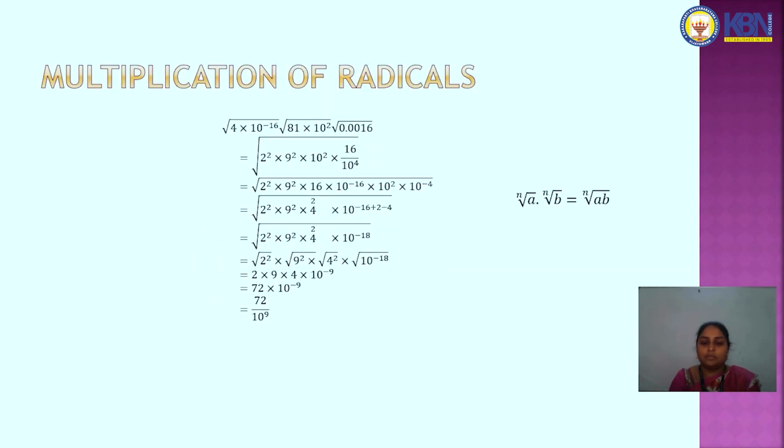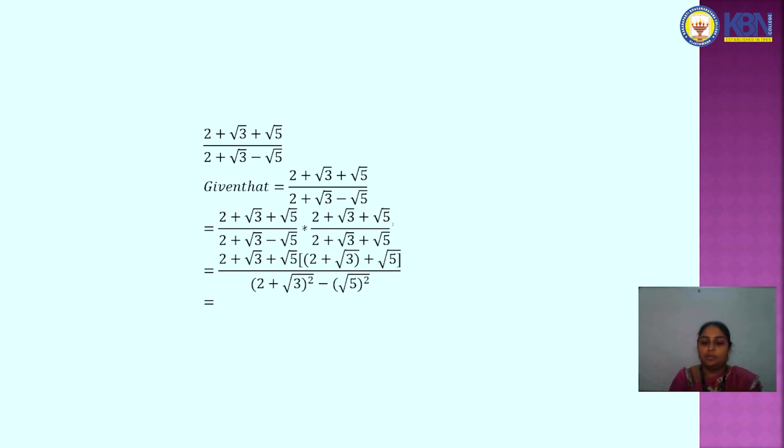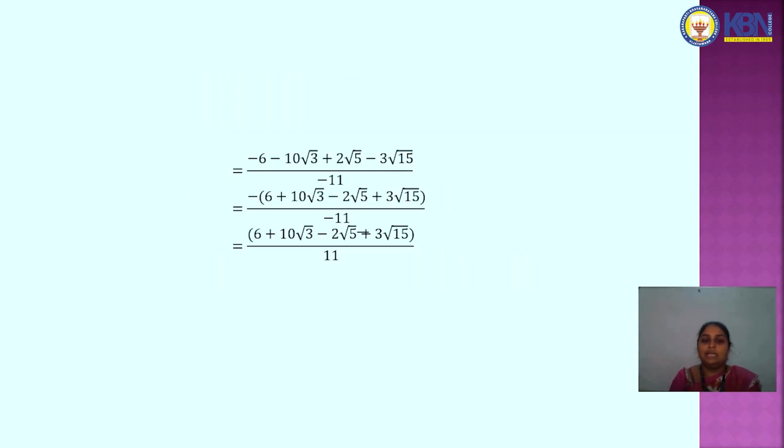Therefore, after solving the division problem, that is (2 plus root 3 plus root 5) by (2 plus root 3 minus root 5), the result is 6 plus 10 root 3 minus 2 root 5 plus 3 root 15 by 11. By using these radicals, we are going to solve the problems in this section. Thank you.